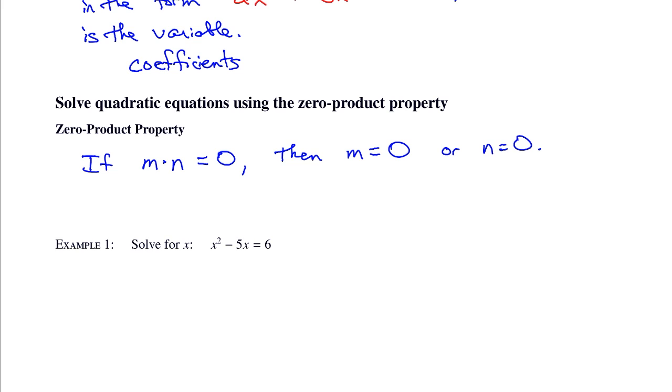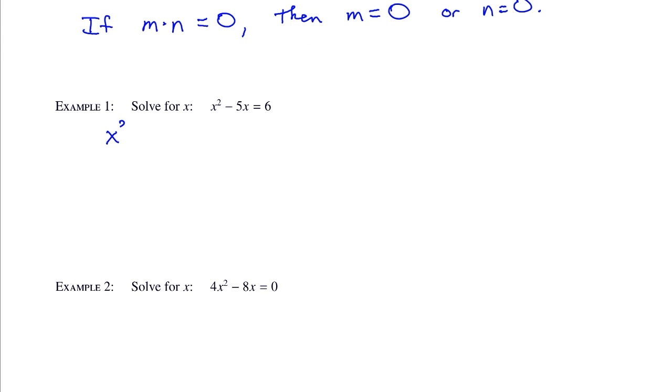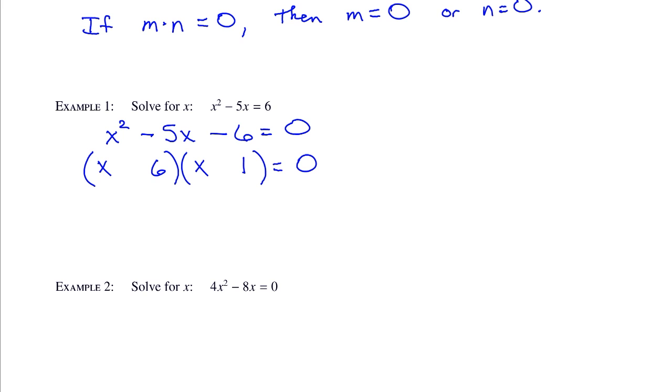In example 1, we have to solve for x squared minus 5x equals 6. So first I'm going to write that as a quadratic equation with the 0 on the right side by itself. So we'll move the 6 over. It comes over as a negative 6. And we have x squared minus 5x minus 6 equals 0. This one factors. It factors as x and x, and then 6 factors as 6 and 1. To get the signs right, we have minus 6 and plus 1.